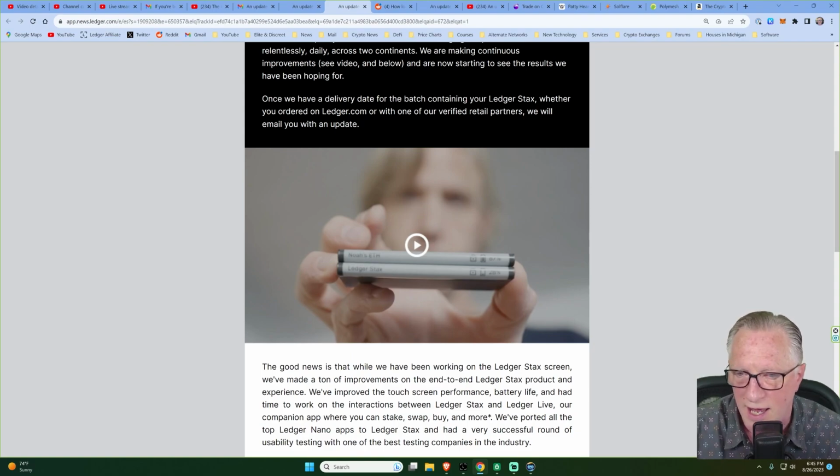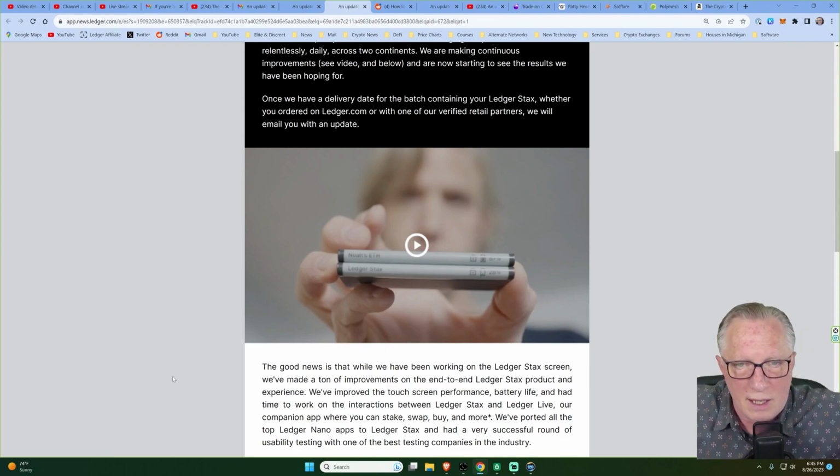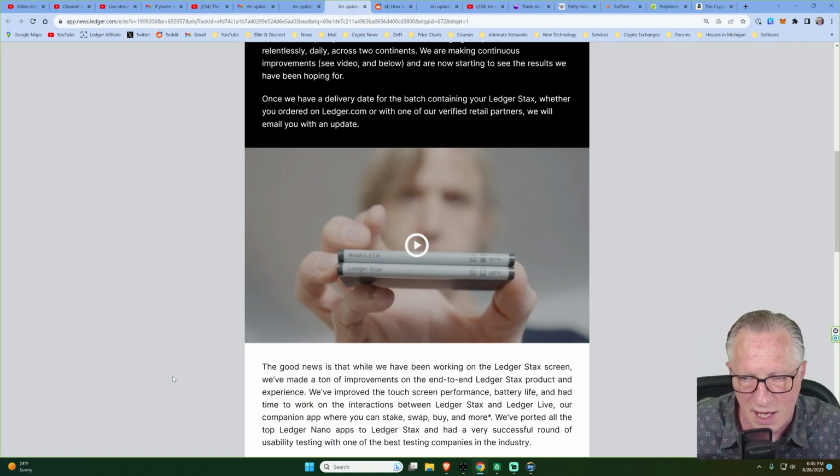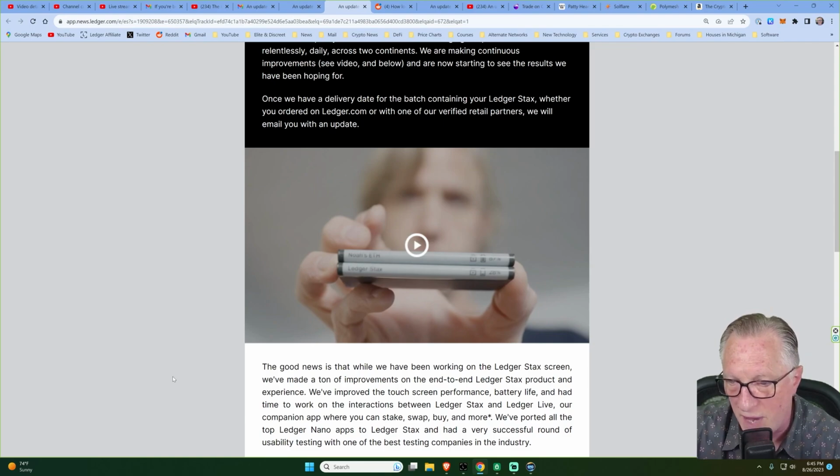Because when they announced the Stax, it seemed that they were on top of the world. They figured they had the greatest crypto wallet out there. And had they delivered in March of this year, they probably would have sold quite a few of these devices. This was before they announced Ledger Recover Service, which really kind of destroyed their reputation as a crypto-centric company, because managing people's private keys for them is not really the spirit of a crypto wallet company.